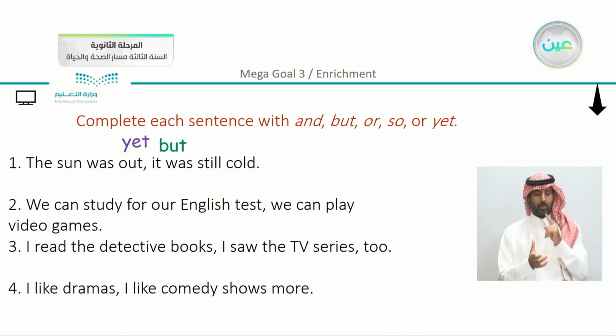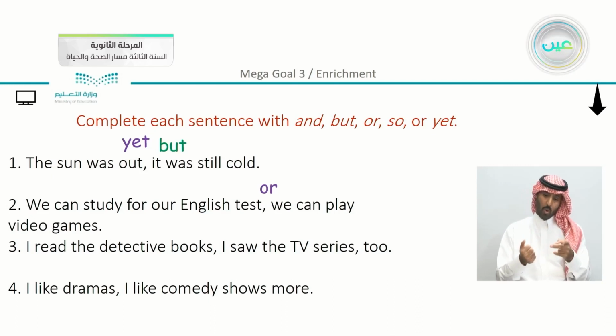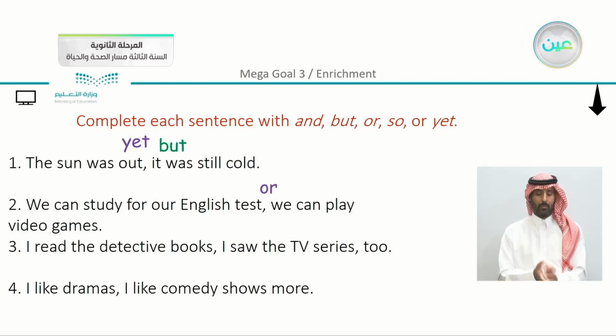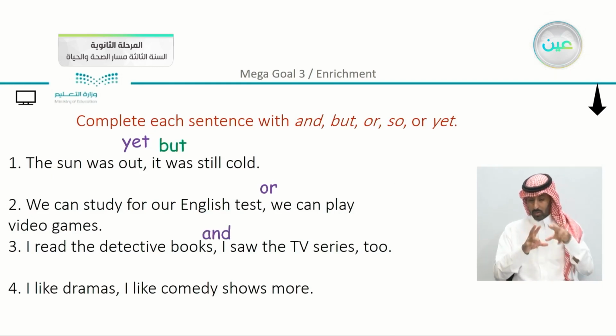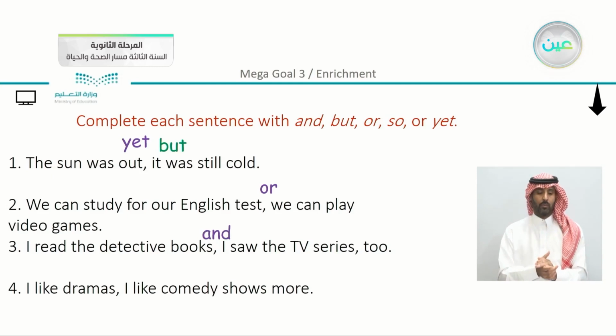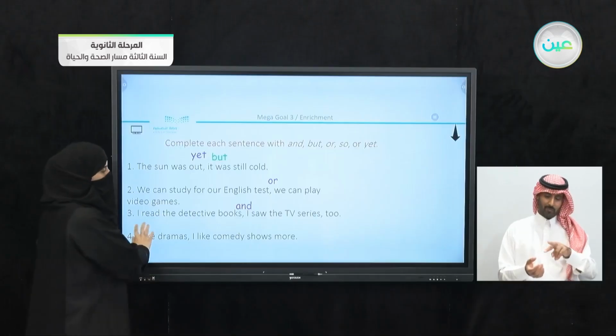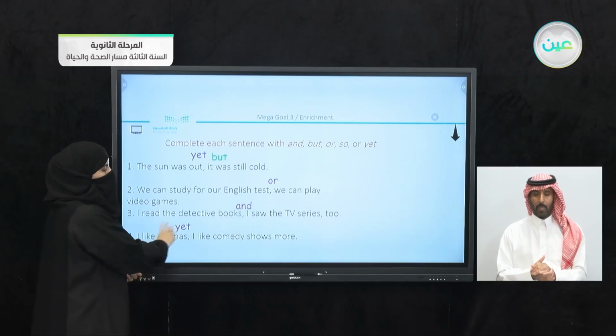We can study for our English test. We can play video games. We can say that we have here: we can study for our English test, or we can play. I read the detective books. I saw the TV series too. We can say here and I saw. I like dramas. I like comedy shows more. So we have here I like something, but I like something else more. We have here but, or we can say yet.